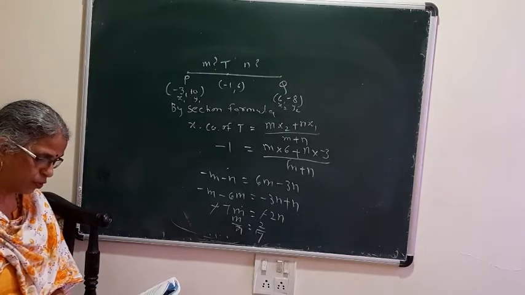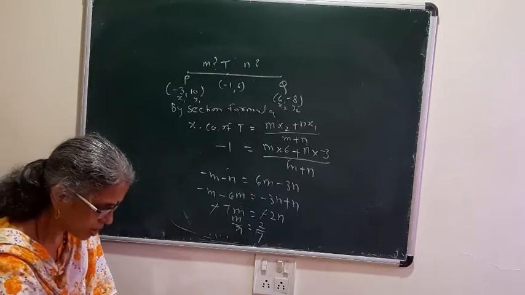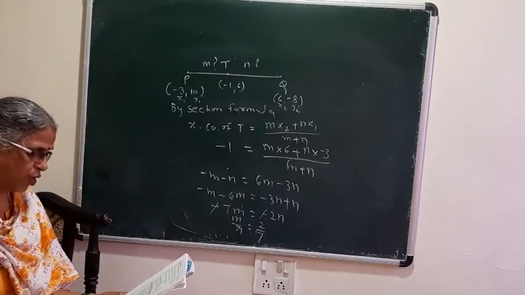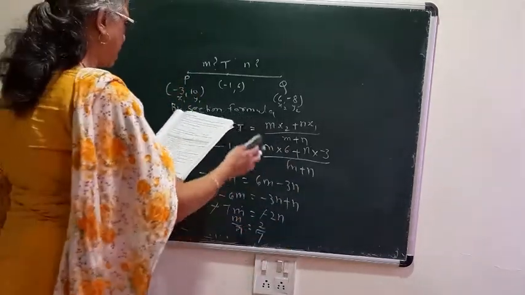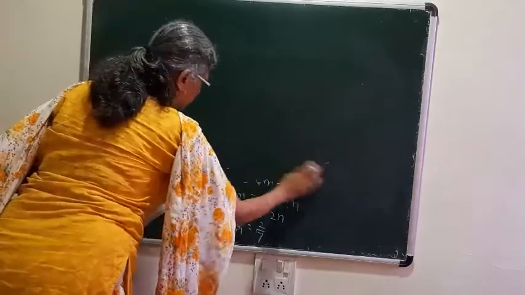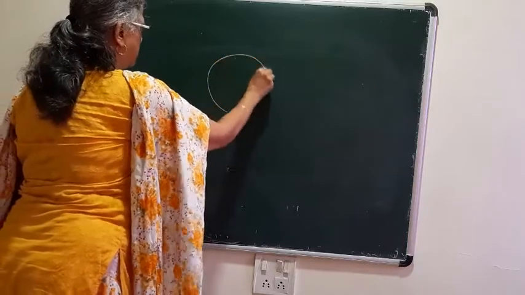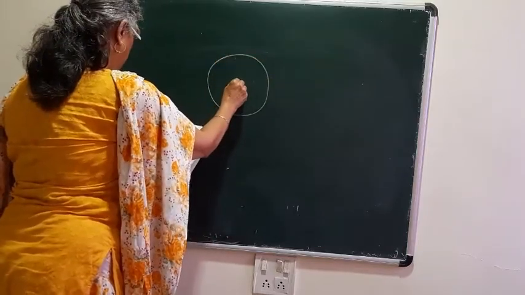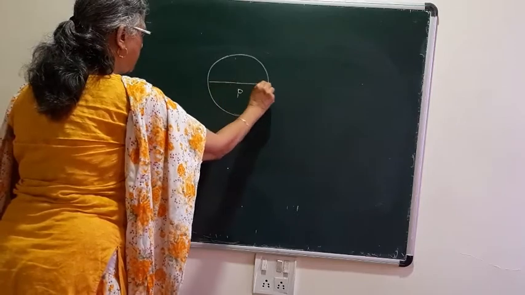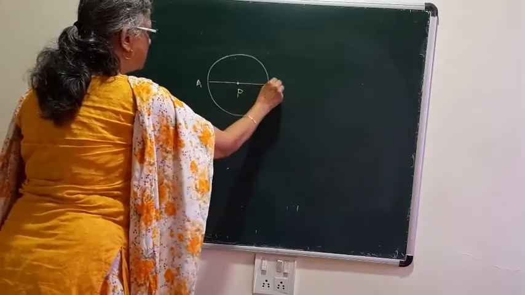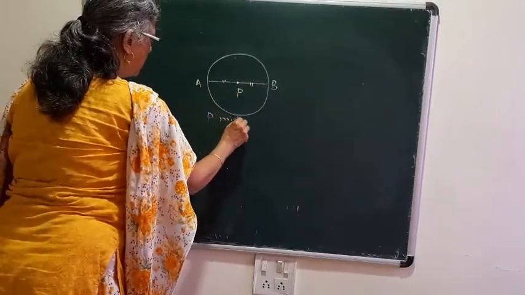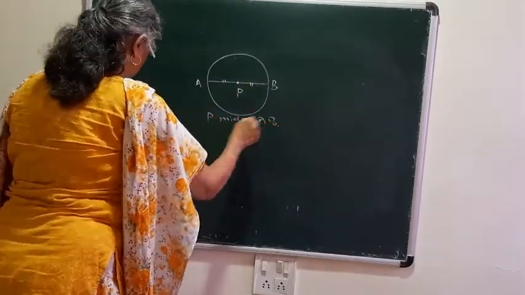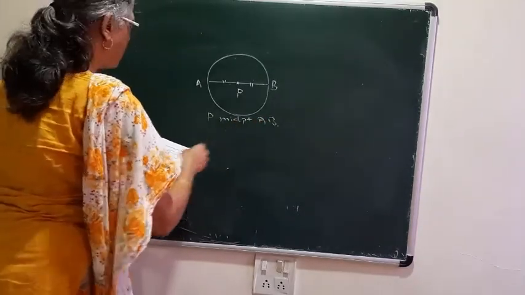Now they have given the fourth sum. Point P is the center of a circle and AB is the diameter. Find the coordinates of point B if the coordinates of A and P are given respectively. So if we draw a circle, then the center of the circle they have given here. The center of the circle is P and AB is a diameter. That means here P is the midpoint of AB. P is the midpoint of AB, that is given to you.